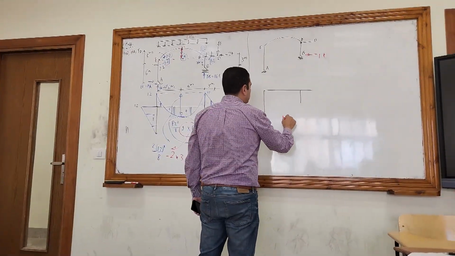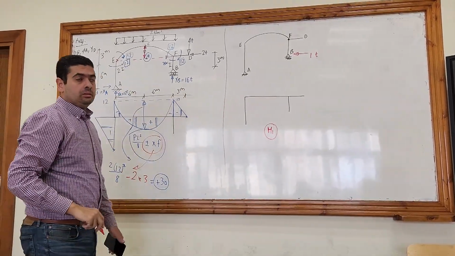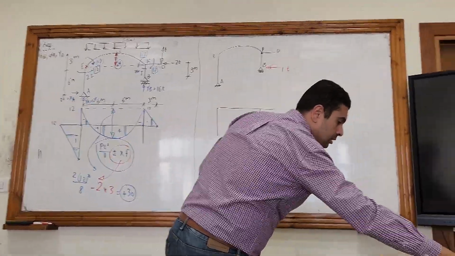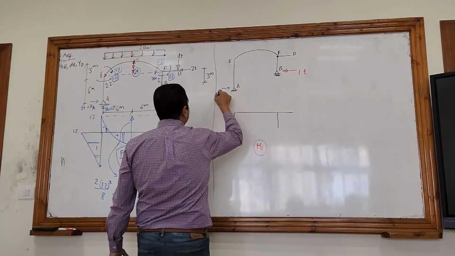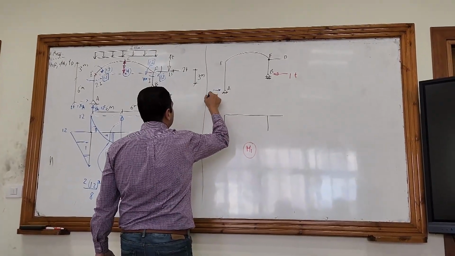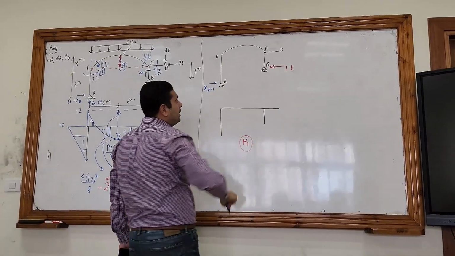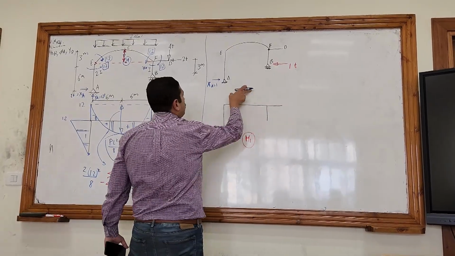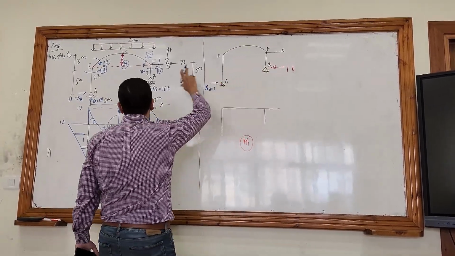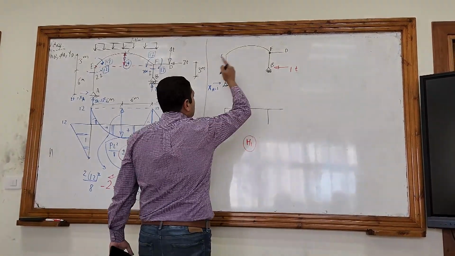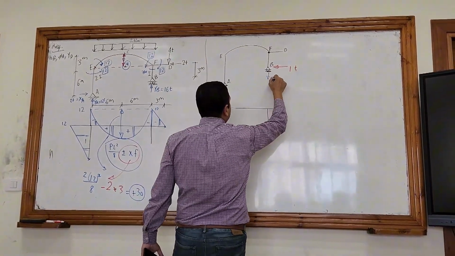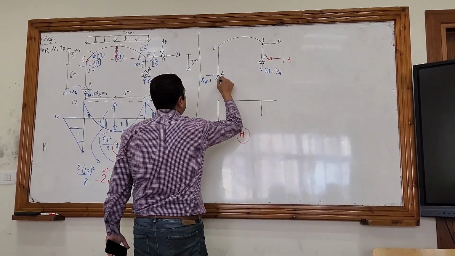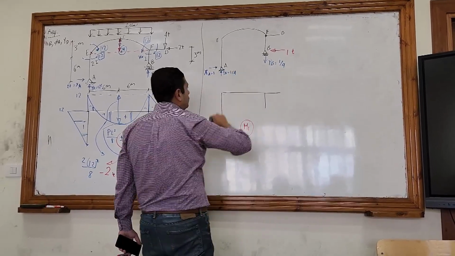But first, I have to calculate the reactions, right? Let's calculate the reaction. So here, XA will be equal to 1 in the opposite direction. What about YA and YB? Let's get a moment at A. So it will be equal to YB times 12, and then 1 times the difference between 6 and 3, which is 3. So 3 over 12. So this will be downwards, 3 over 12, which is a quarter. And this will be upwards, also a quarter.